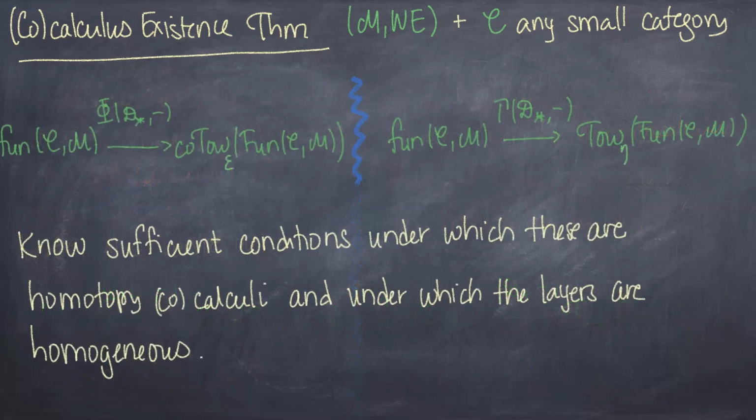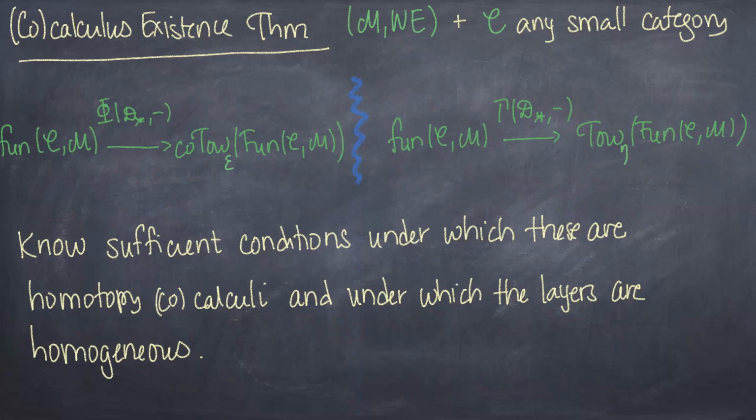Moreover, if we look at this calculus and co-calculus, we know sufficient conditions under which these things actually are homotopy co-calculi. So if you start with a functor that preserves weak equivalences, it spits out a functor that preserves weak equivalences, and there are conditions under which the layers are homogeneous, which are again linked to conditions having to do with stability.